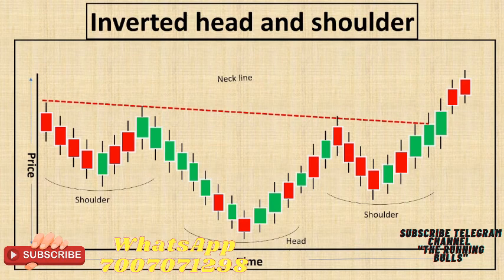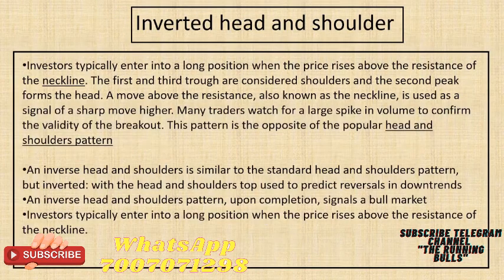Next, inverted head and shoulder. Inverted head and shoulder is similar to the head and shoulder that we have seen, but in this case it is bearish to bullish. So the trend is reversing from bearish to bullish. So as the name suggests, let's talk about it in detail. Inverted head and shoulder is typically for the long position when the price rises above the resistance of the neckline.